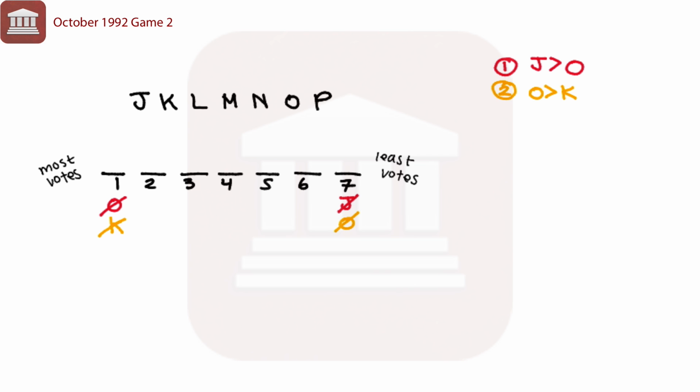Rule number 3, K received more votes than M. So that means M can't be ranked first and K can't be ranked last. Rule number 4, N did not receive the fewest votes. So we know that N is not last.